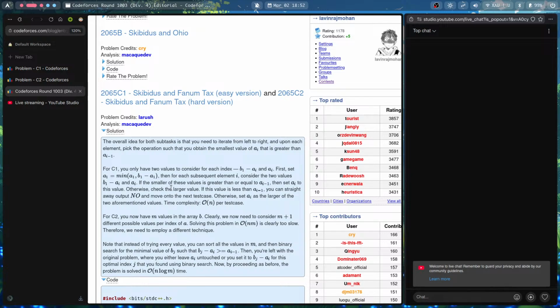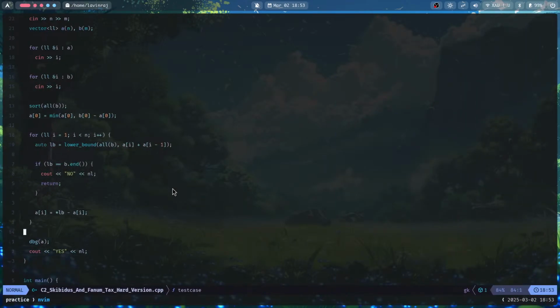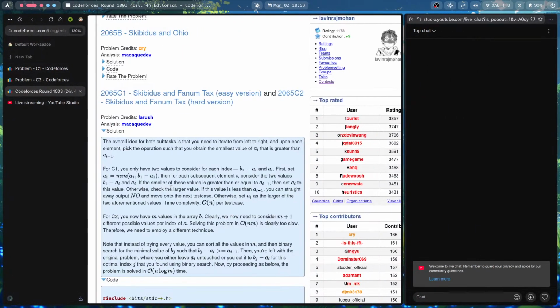Solving this problem this way is clearly too slow. Therefore, we need to employ a different technique. Note that instead of trying every value, you can sort all the values in B. Yeah, this is what we are doing here. And then binary search for the minimal value b_j such that b_j minus a_i is greater than or equal to a_i minus 1. Well, let me tell you something. This is what we are doing here.